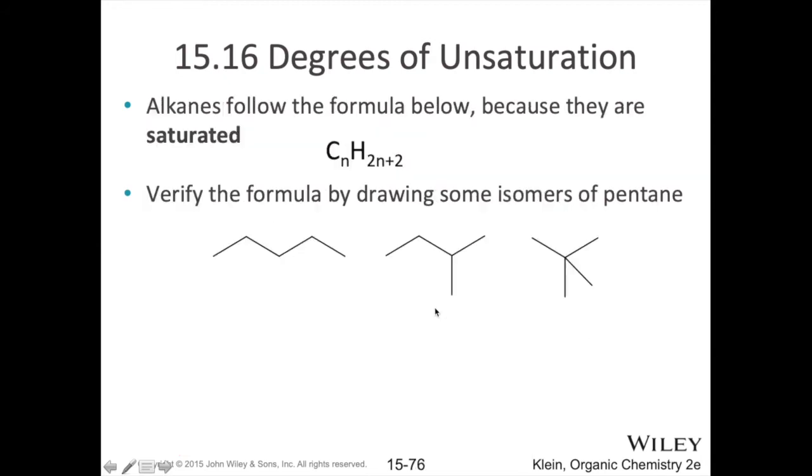So here are our different isomers of pentane, and I've drawn them as skeletal structures, but if you want to draw them as condensed structural formulas or even regular Lewis structures, you can confirm that they're going to have the formula C5H12. Again, going off that pattern where 5 doubled is 10, 10 plus 2 is 12, and that's the number of hydrogens you have for a saturated hydrocarbon.